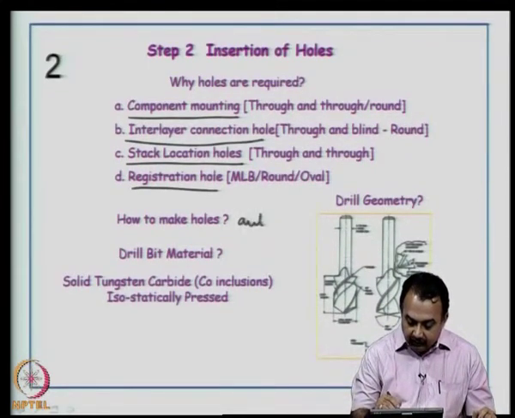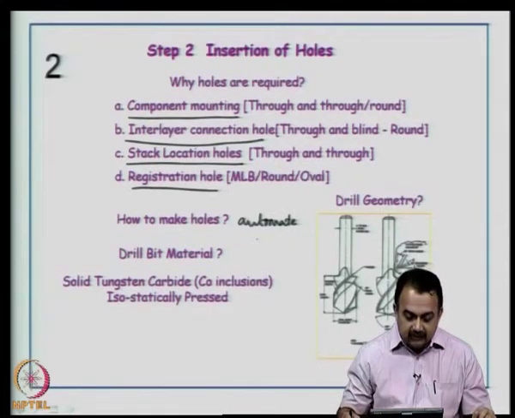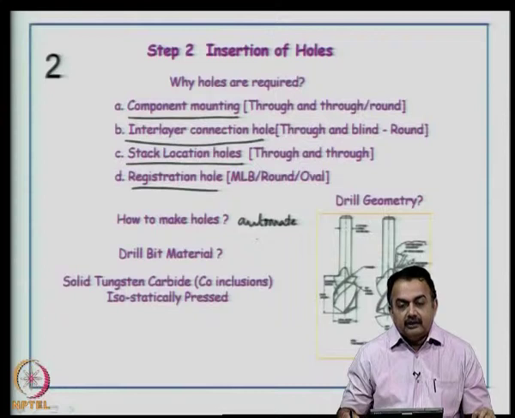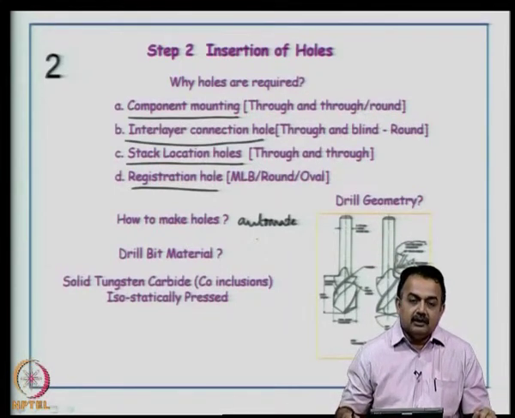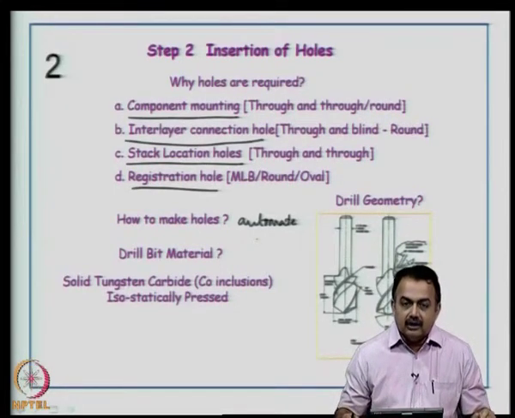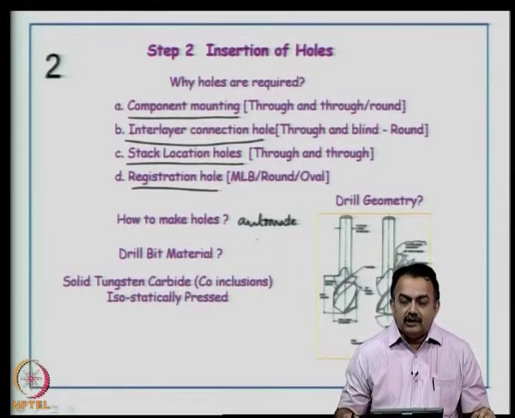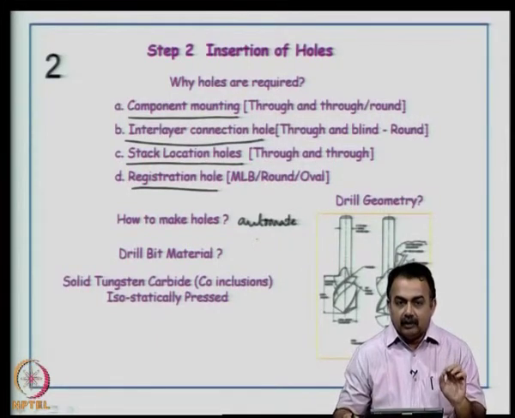Typically, for prototyping you can use a manual drilling machine, but in a large volume production you have to automate it. So, you have to use CNC drilling machines, and in some cases companies invest a lot of money on having multiple CNC drilling machines, because as you will understand, drilling can be a bottleneck.